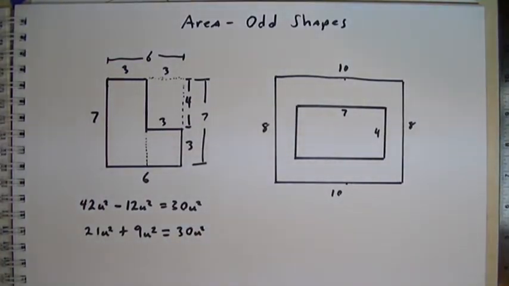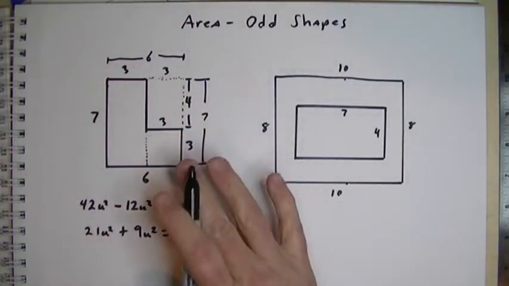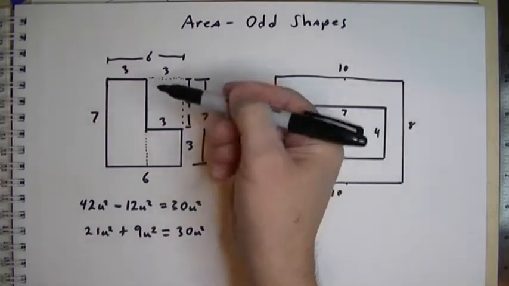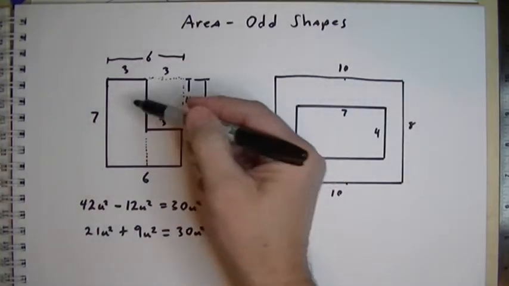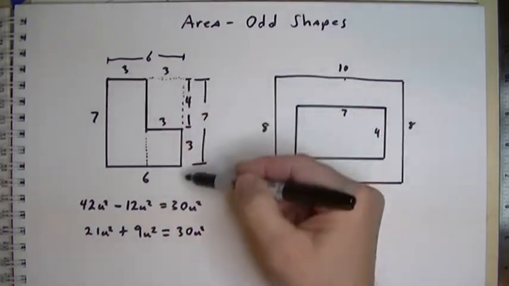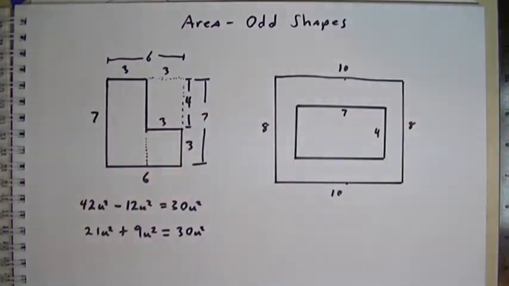units squared. So there are two different ways to approach the problem of how to get the area of a shape that has something cut out of it. You can break the shape up internally, or you can imagine a larger shape and subtract away part of it. Let's move on to this.